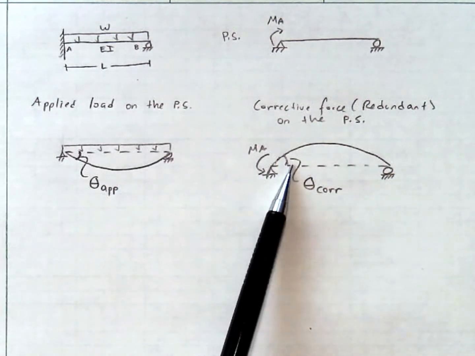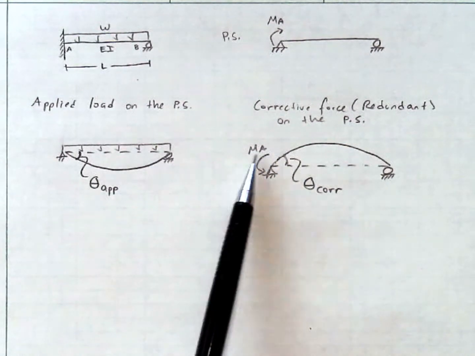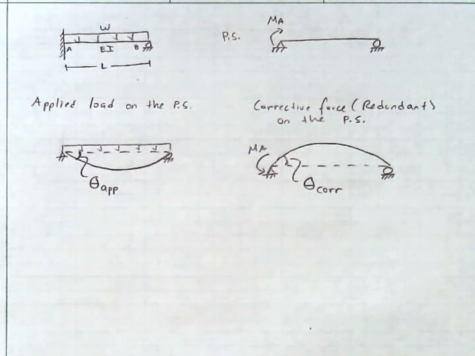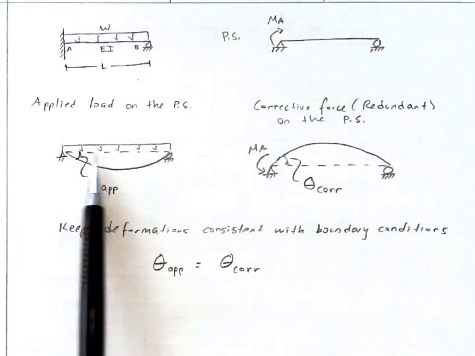How large this angle is depends on the scaling factor M sub A, this unknown moment at the end, so that this angle is equal to the original error that we introduced. Stated a little bit more mathematically, we have that the rotation for the applied load is equal to the rotation for the corrective moment. We're keeping the deformations consistent with the boundary conditions, in other words, flat slope.